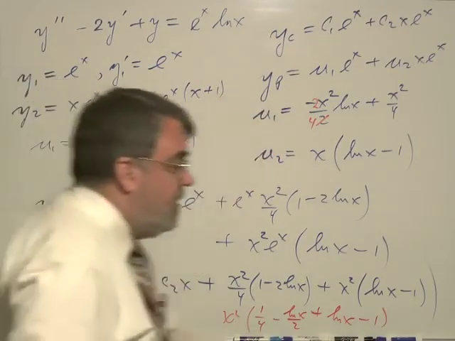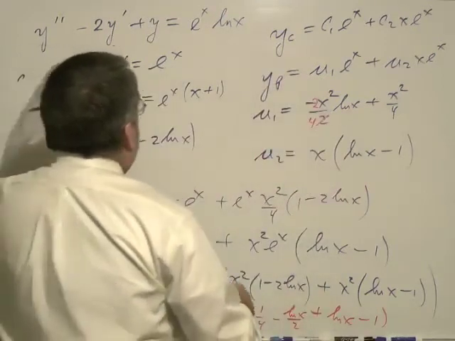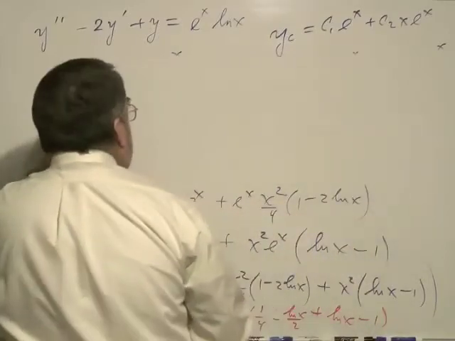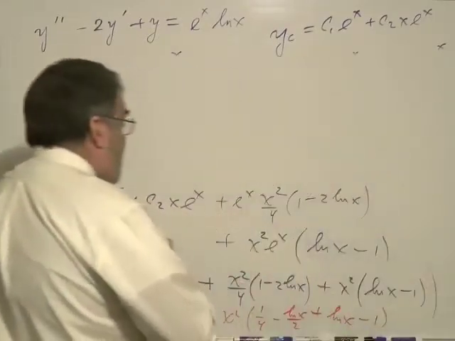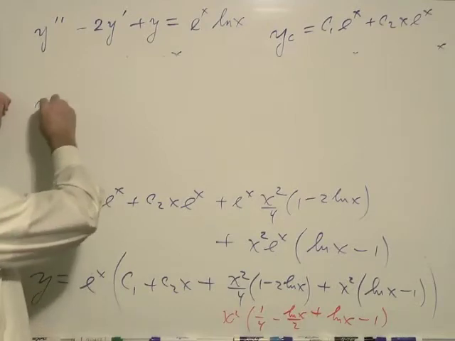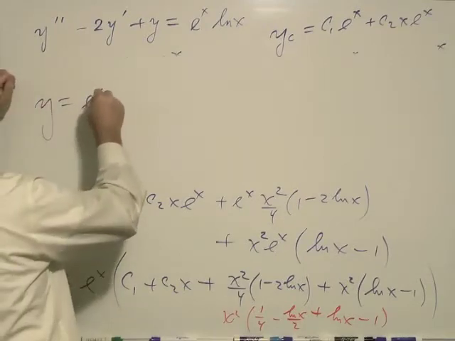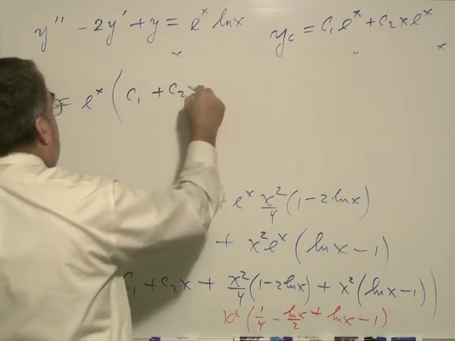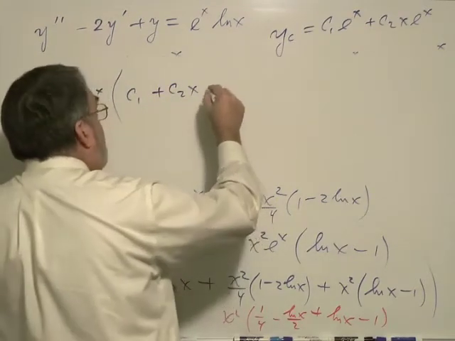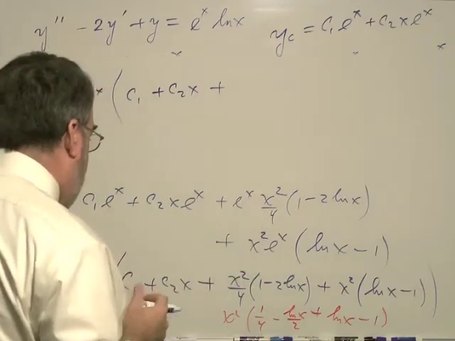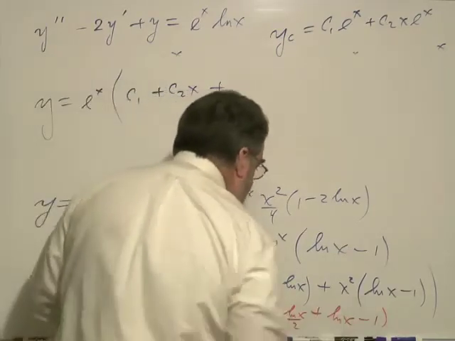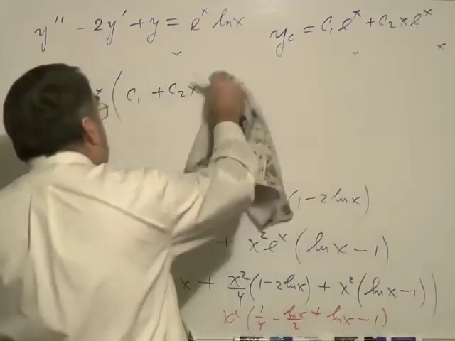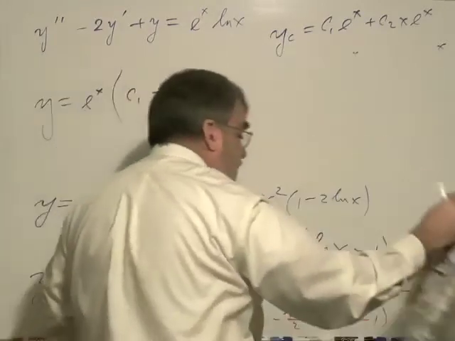I'm just going to throw caution to the wind, erase all this, and try to write out a final general solution here. So y would be e to the x, parentheses, c1 plus c2x, plus, all right, I have 1/4 minus 1 is minus 3/4, so it's minus 3/4 x squared.